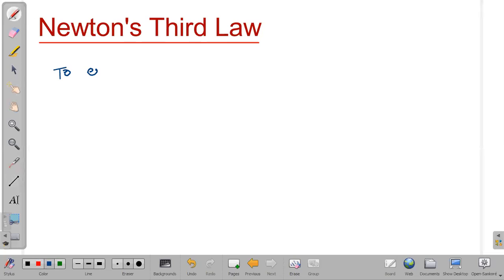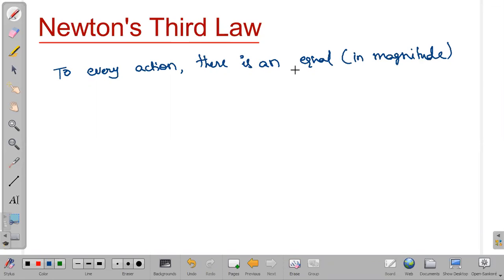To every action, there is an equal and opposite reaction. Equal means what? In magnitude. Opposite means what? In direction. Opposite in direction. Right? Equal and opposite force or opposite reaction exists.